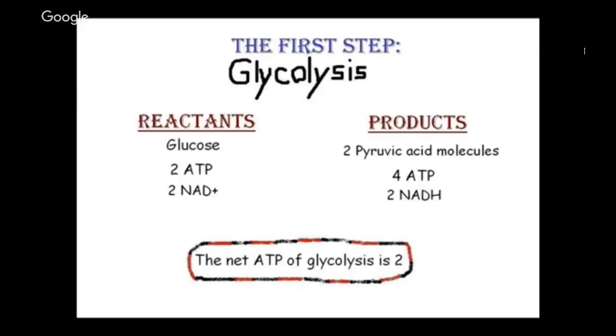Some might say, yo, B-Money, how'd you get that? I'm like, dog, it's pretty simple. When you enter 2 ATP into the equation and you get 4, you subtract that 2 that you entered in there. So 4 minus 2, yeah, that's right. Yeah, you know that? Yeah, it's 2. That's what I thought. So we get a net of 2 ATP through glycolysis. Okay. And that concludes the first step.